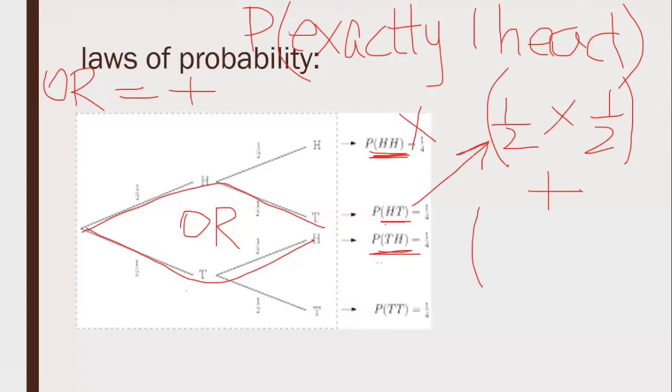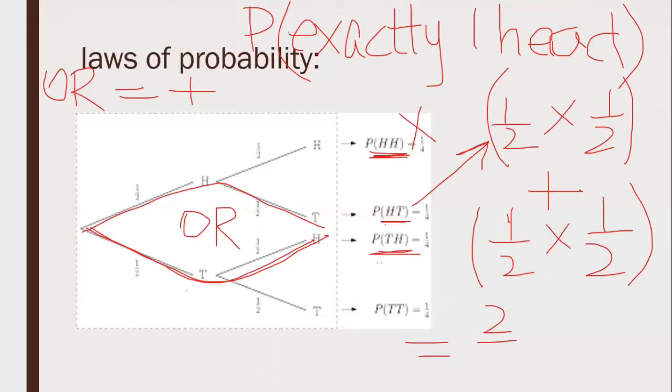this combination, and this combination is again going to be half multiplied by half, which gives us the answer as 1 over 4 plus 1 over 4, 2 over 4, or 1 over 2 as half. Now in this example, you can see that we are using the multiplication sign and the addition sign both. Why are we using this? Because we need exactly one head.